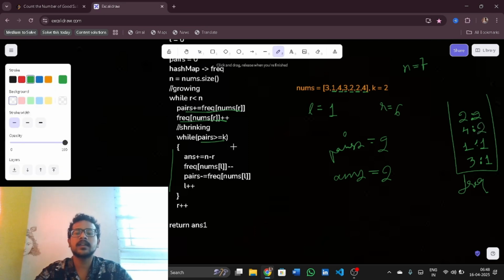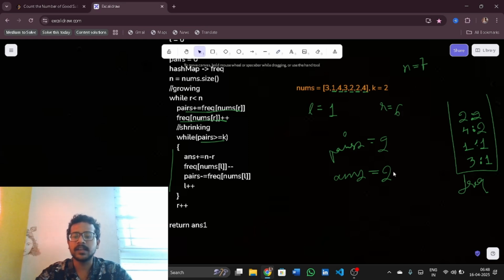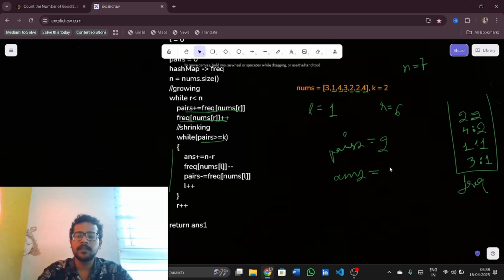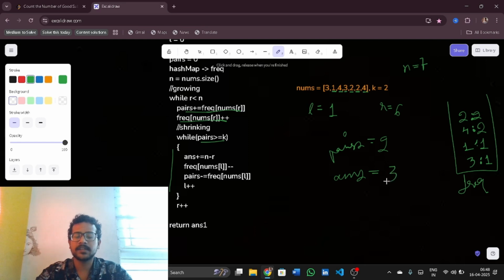Then while pairs are greater than or equal to k, this will be executed as pairs is equal to 2. Answer plus is equal to n minus r. Okay. R is equal to 6, right? And N is equal to 7. 7 minus 6 is 1. So if I increment my answer by 1, then I will get 3 as the answer. Total number of good subarrays I have is 3 right now.